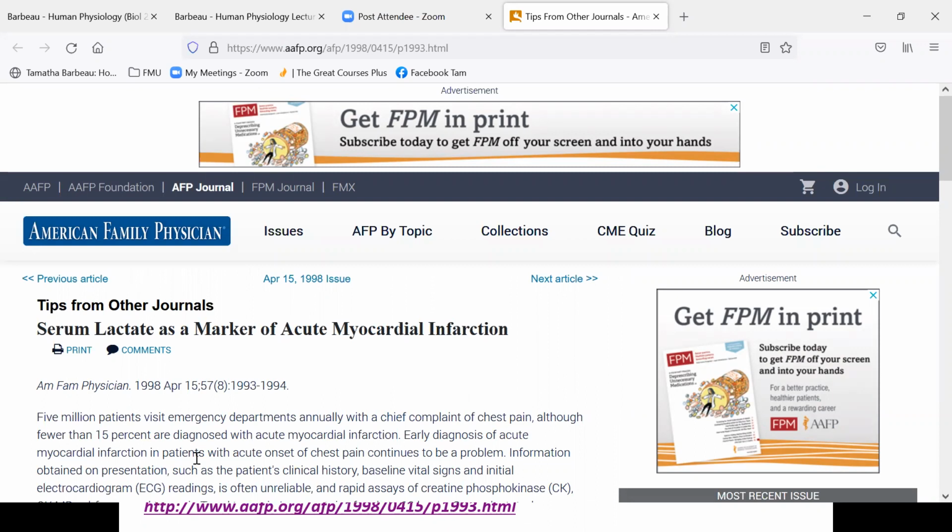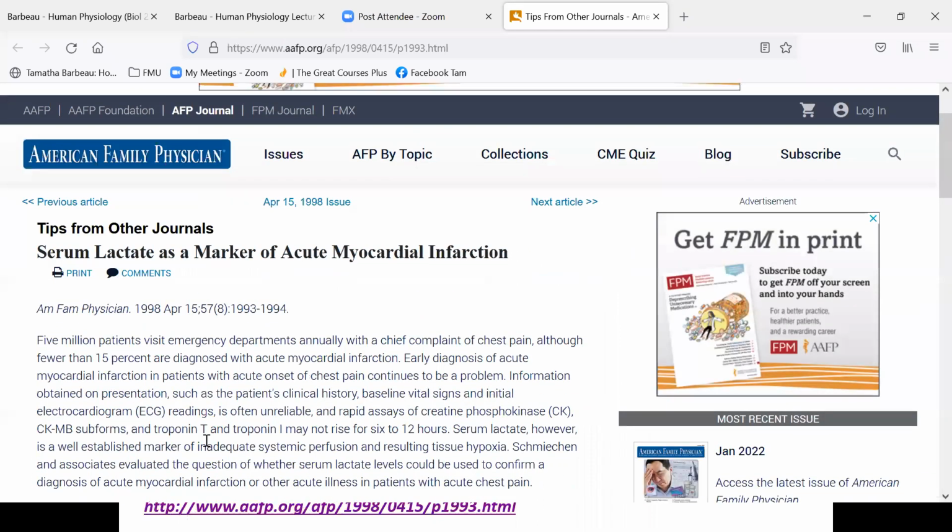So 5 million patients visit the emergency departments annually with chest pain. Fewer than 15% are actually having a heart attack. Some people feel this pain and they should always go in.